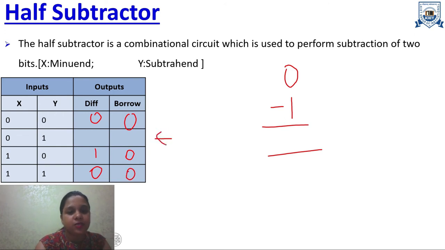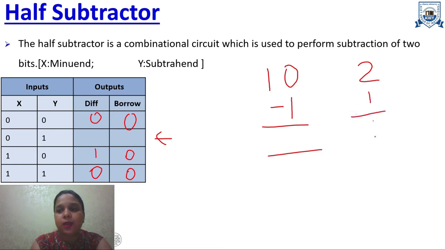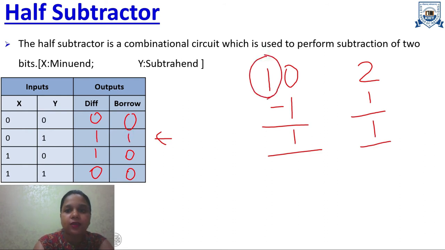So this is the special case. Here we want to subtract 1 from 0. This is not possible. So here we will take 1 borrow. Then this 10 numerically is 2 and 1 numerically is 1. 2 minus 1 is 1 and in binary 1 is represented as 1. So the difference is 1 and the borrow will be 1, because here you have taken 1 as the borrow. So let's see the truth table. So you can tally the outputs.